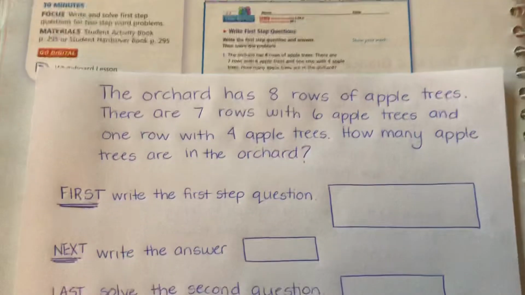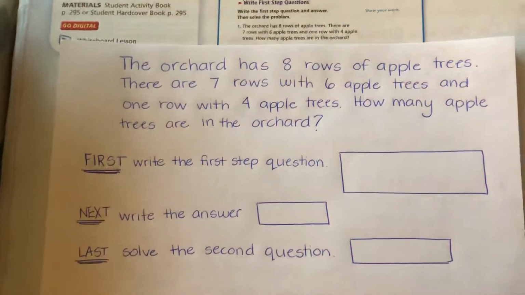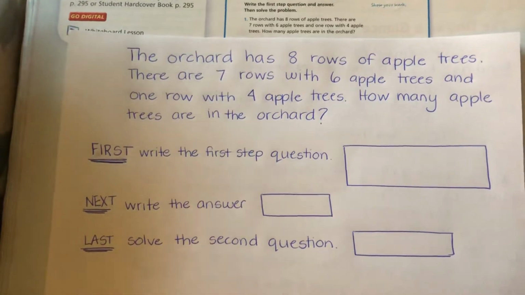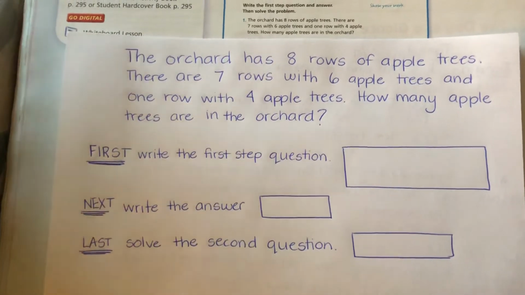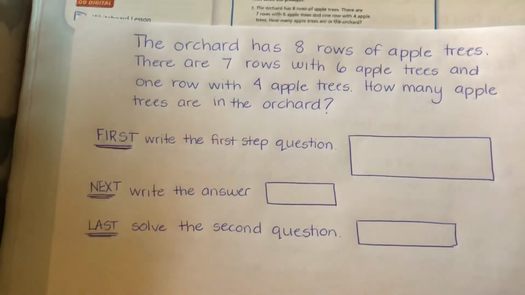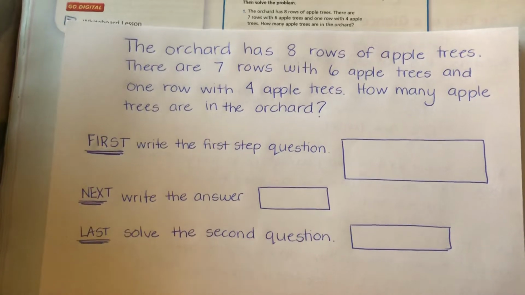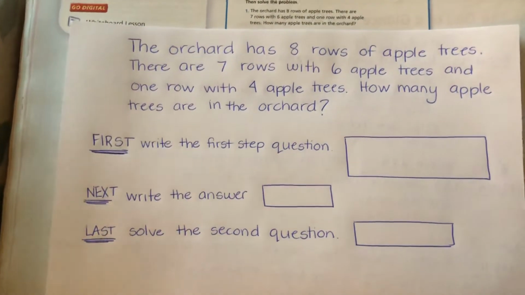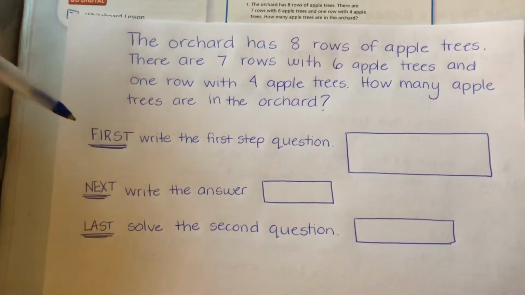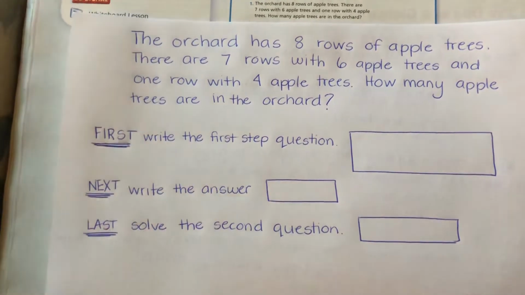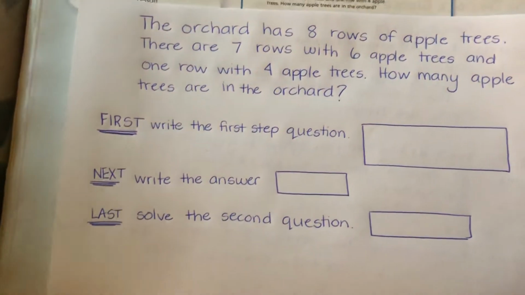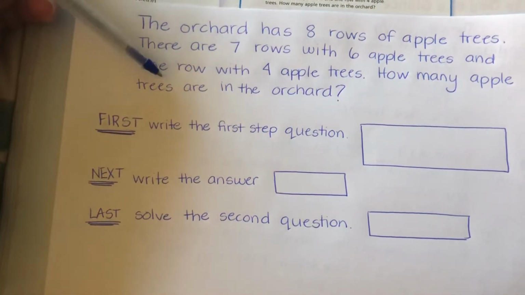So the first example we have is number 1. The orchard has 8 rows of apple trees. There are 7 rows with 6 apple trees and 1 row with 4 apple trees. How many apple trees are in the orchard? So we've got a lot of numbers here and a lot of information. The first thing you should do for all of these questions is start with the first step, which is, what is the first step question? As in, what's the very first thing you need to solve before you can solve the main question down here?